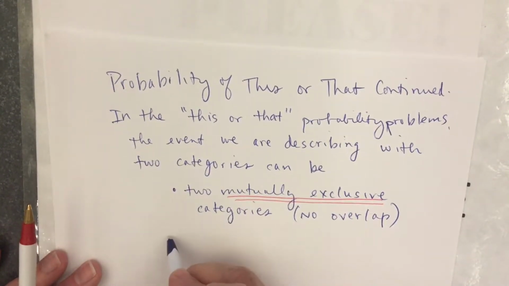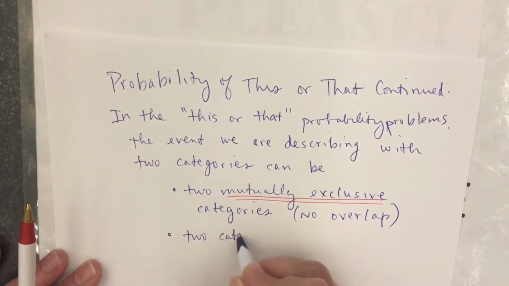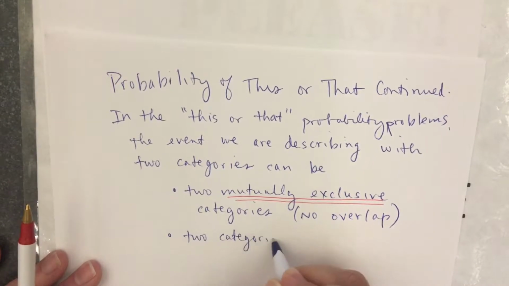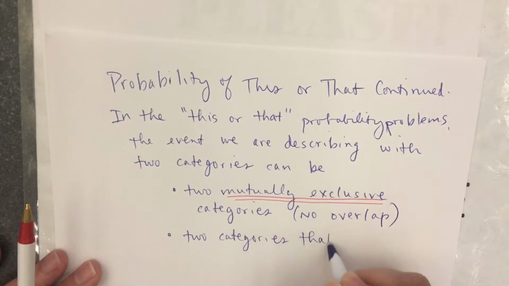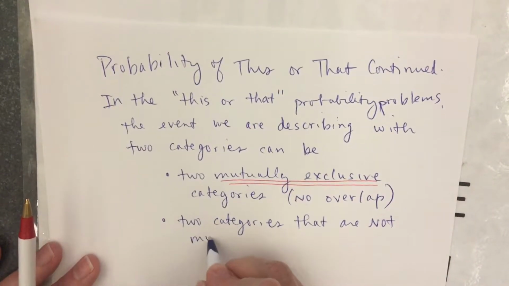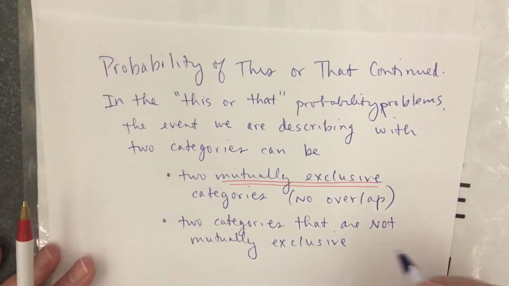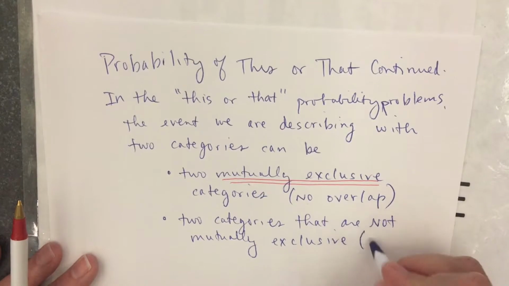Or it could be two categories that are not mutually exclusive. So there is overlap.